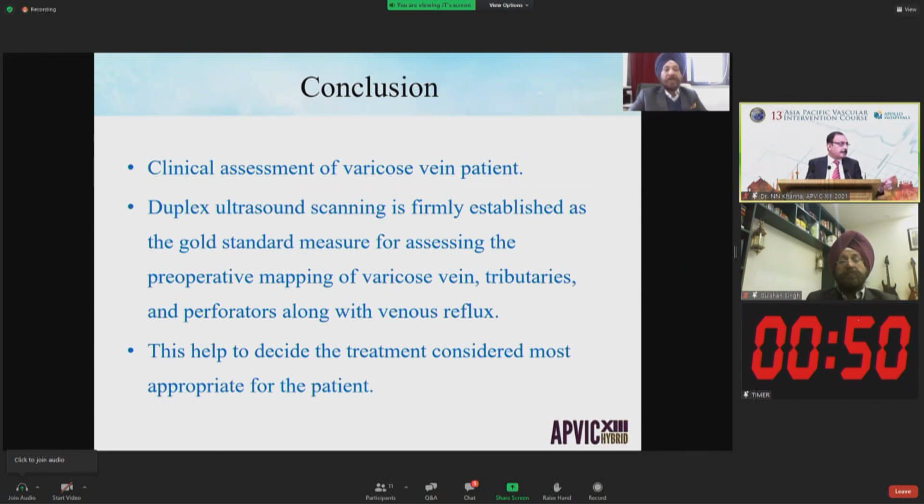Now, to conclude, clinical assessment of the varicose veins in the patient is very important. Duplex ultrasound scanning is firmly established as the gold standard for assessing and preoperative mapping of the varicose veins, tributaries, and perforators along with the venous reflux. This helps to decide the treatment modality considered most appropriate for the patient.